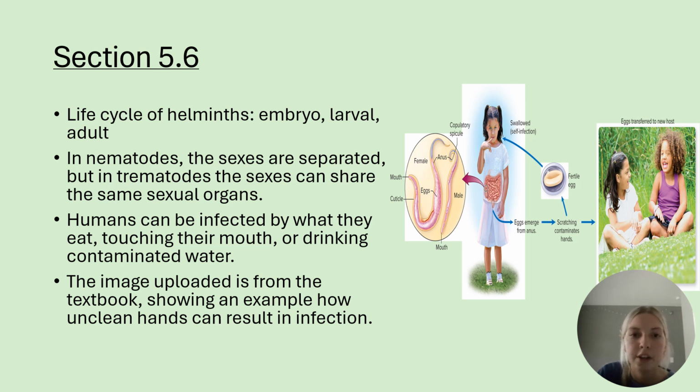Life cycles of helminths include embryo, larval, and adult stages. In nematodes, the sexes are separate, but in trematodes, the sexes can share the same sexual organs. Humans can be infected by what they eat, touching their mouth, or drinking contaminated water. The image uploaded is from the textbook, showing an example of how unclean hands can result in infection.